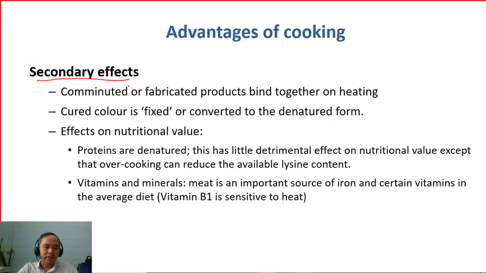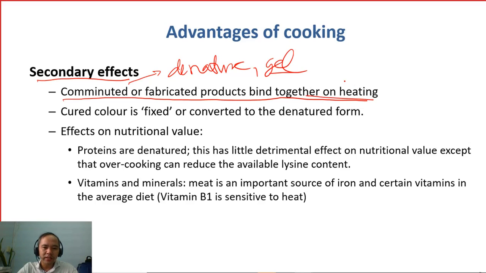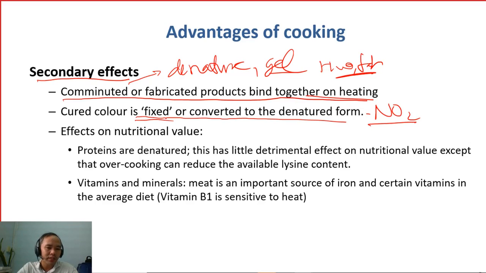There are also secondary effects. The comminuted and fabricated product will bind together on heating. Comminuted means after grinding, for example, or after chopping. When we cook, the protein will denature and form a gel, linking together, holding the water and the fat, everything inside. Cooking will also fix the color. This is where we talk about nitrite, the function of color development with nitrite upon cooking that we discussed already in chapter 7.